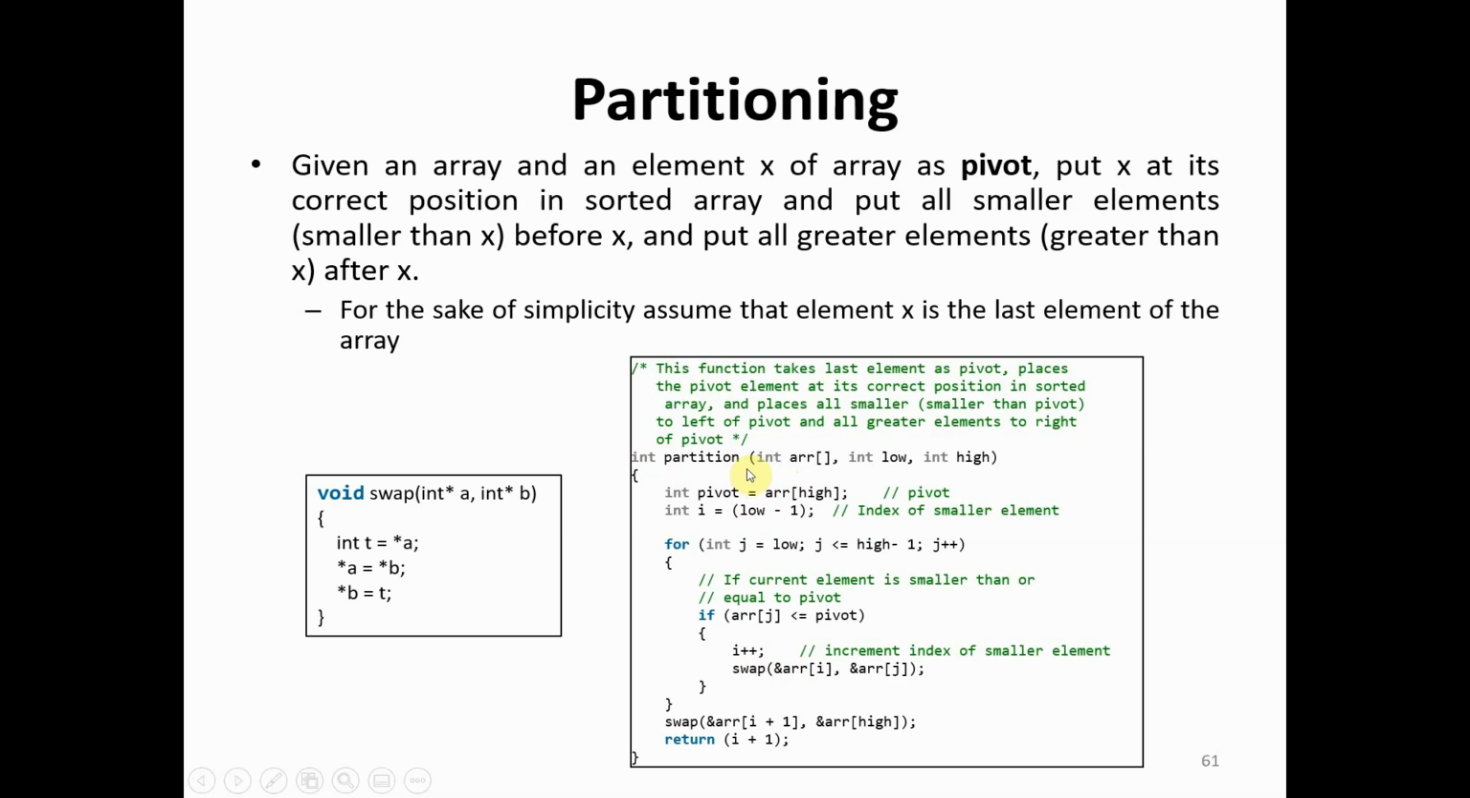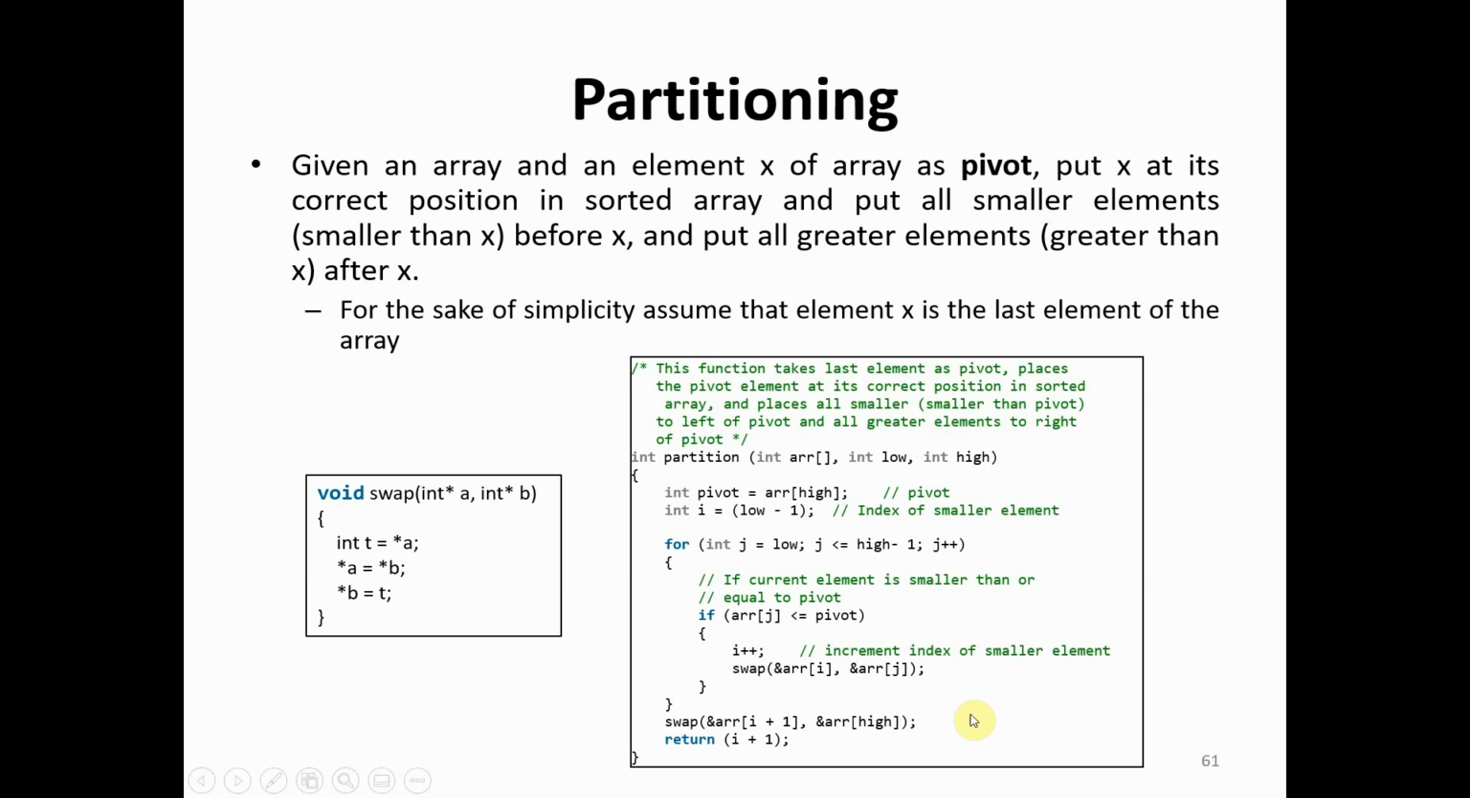If we find something smaller than the pivot, we're going to move it to the beginning of the array. Of course, I is going to be increased every time we find a smaller number than the pivot, right? So this is how partitioning works.